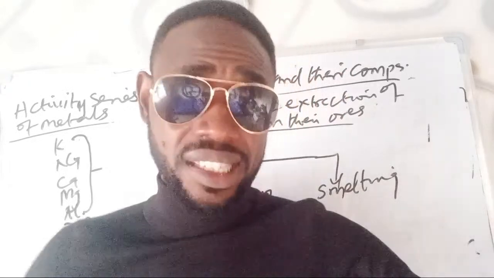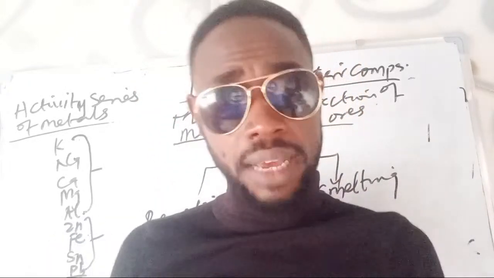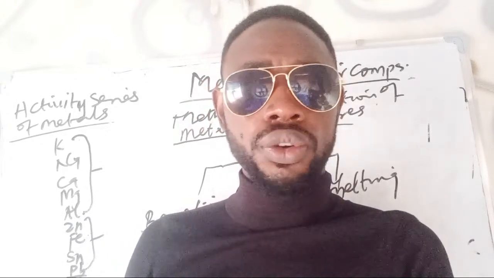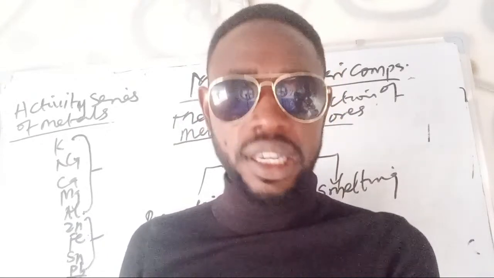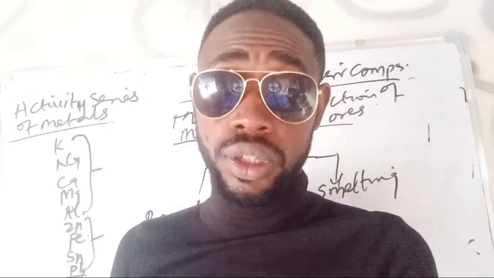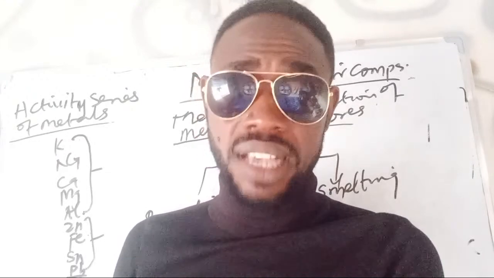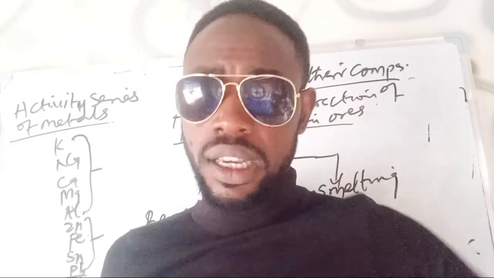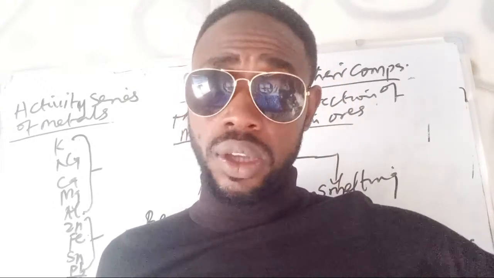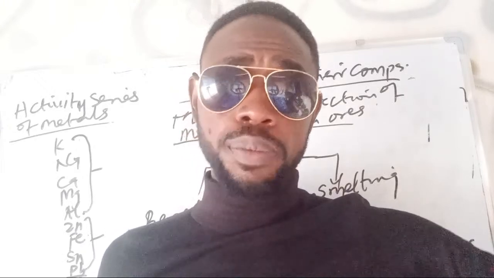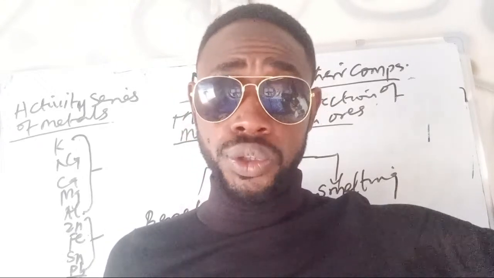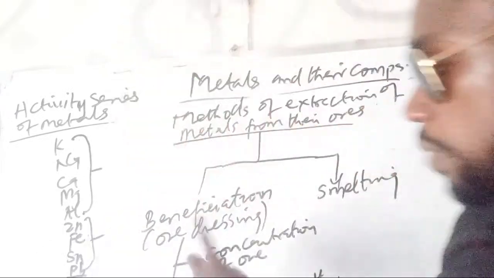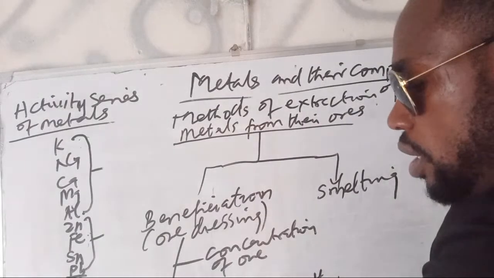Like if you want to extract zinc from calamine, which is zinc carbonate, you need to roast it in the air. You need to heat the zinc carbonate to convert it to zinc oxide. And when the zinc oxide is available, you can put it in the furnace where you use smelting to do the proper conversions. So under beneficiation, you have concentration of ore and roasting in the air.